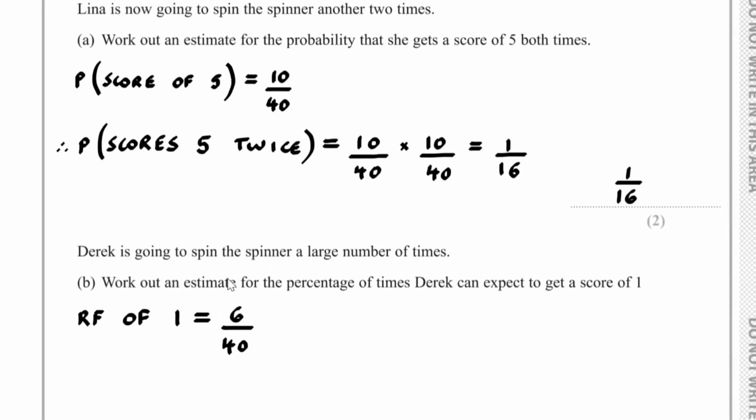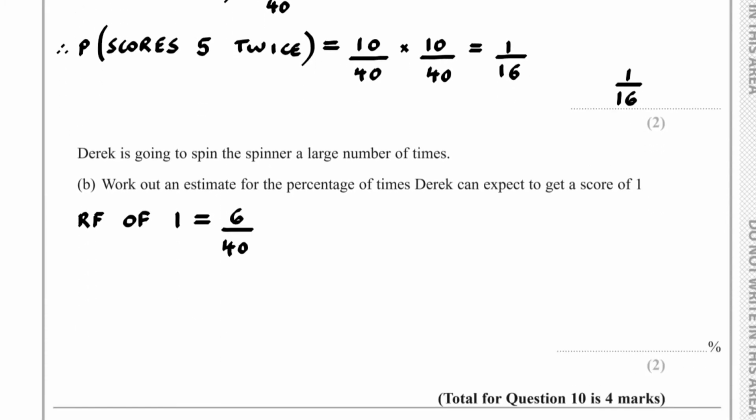So what we need to do is calculate this as a percentage. So if I work this out as a percentage by multiplying by 100, what we end up with is 6 times 100, which is 600. Divide that by 40, we get 15. So we have 15%.